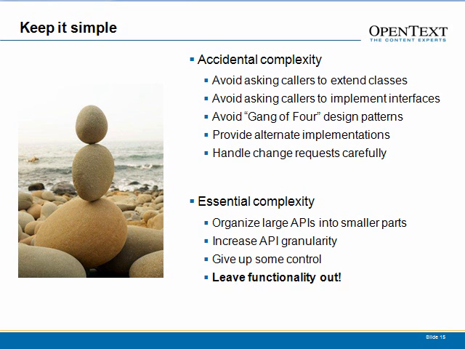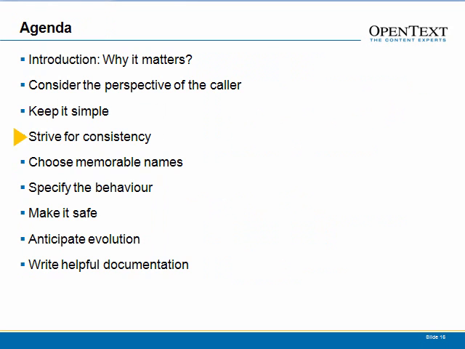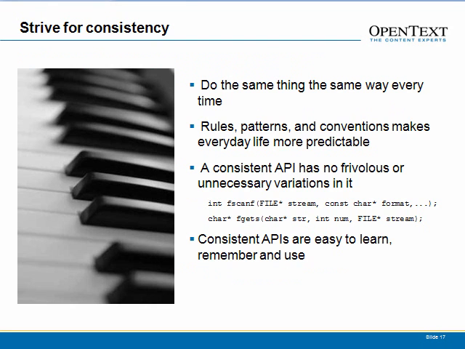The next thing that developers appreciate, other than simplicity, is consistency. Consistency has a very simple definition. Basically, it means doing the same thing the same way every time. So, if you look at the API and you can discover some patterns and some rules and some conventions in it, by using one part of the API, you can kind of predict how the other part works. And this makes the API easier to learn, easier to remember, and easier to use.